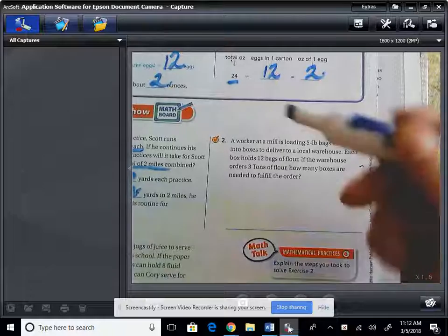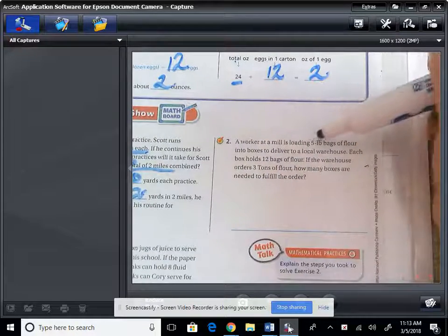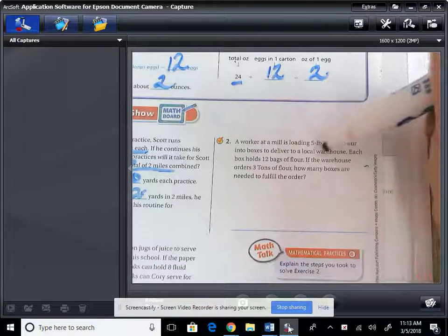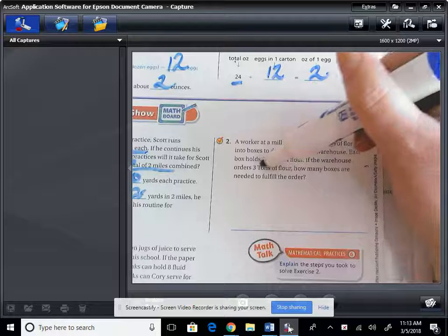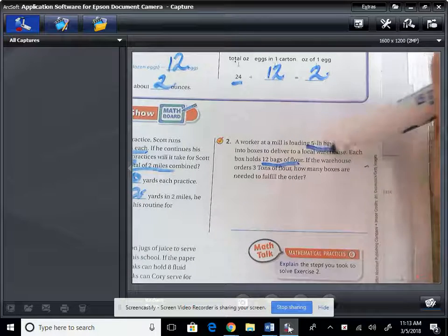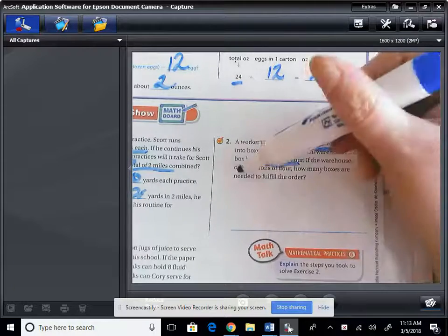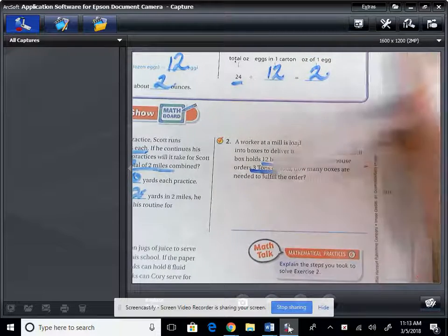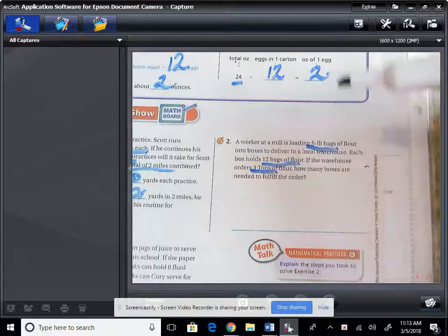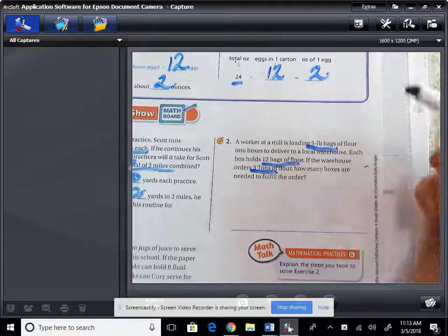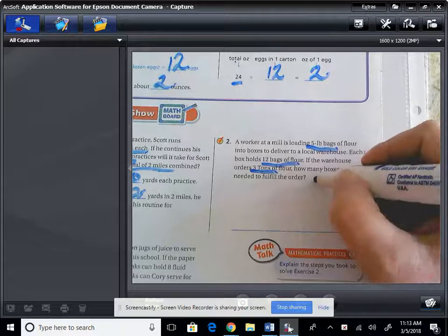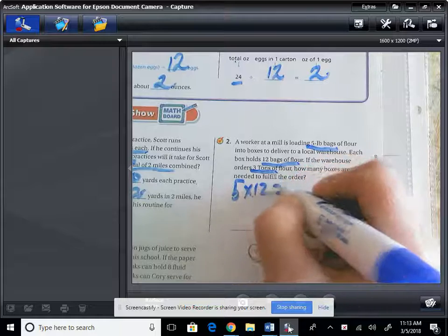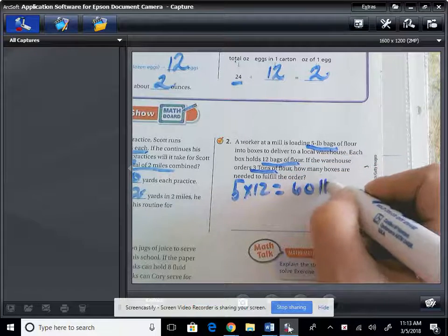Okay, here we go. The worker at the mill is loading 5-pound bags of flour into boxes to deliver to the local warehouse. Each box holds 12 bags of flour. If the warehouse ordered 3 tons, how many boxes are needed to fulfill the order? Well, first of all, we've got to figure out how much is being shipped in each box. So the first thing I have to do is 5 times 12, which is 60 pounds.